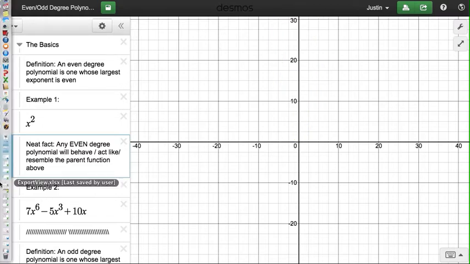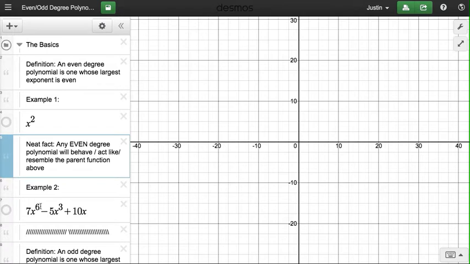The second example I have is this one right here, 7x to the 6th power minus 5x cubed plus 10x. Before you do anything else, take down that second example and then press play. Alright, so you've taken down this example. Let's see what it looks like. Remember that x squared looks like this. And I said that any even degree polynomial will behave or resemble the parent function above.